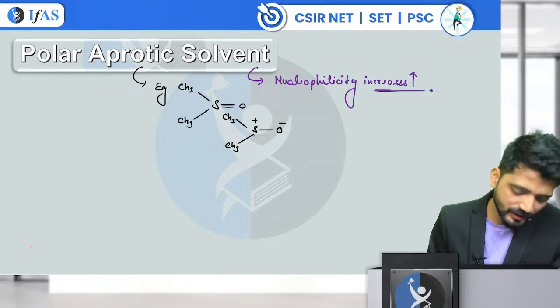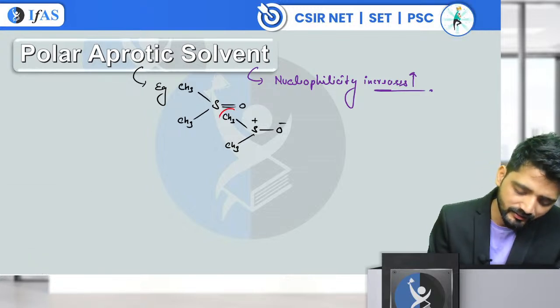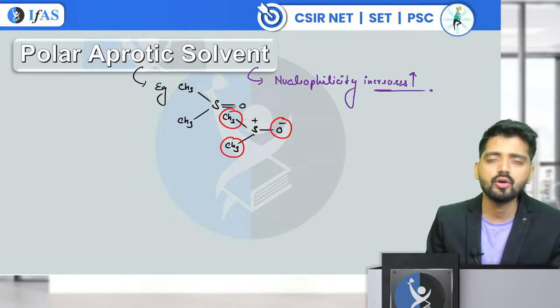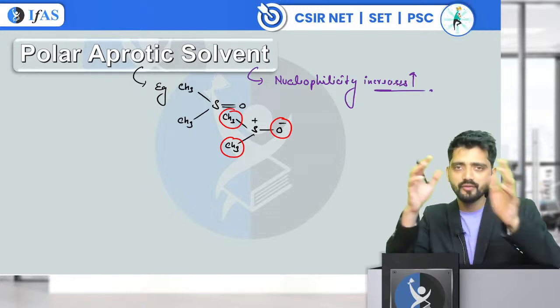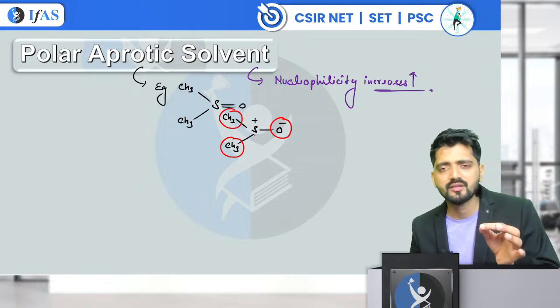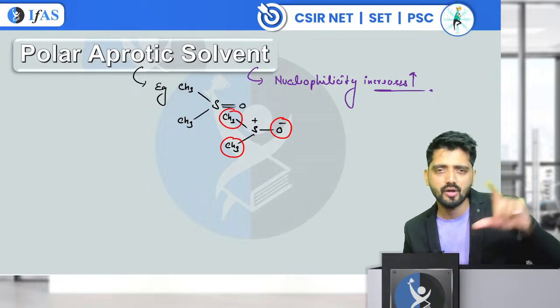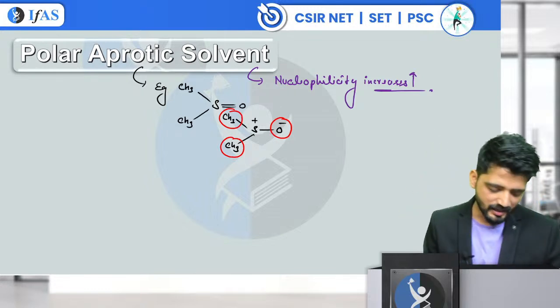Now the positive charge on the sulfur is embedded inside this bulky CH3 group, this bulky CH3 group, and this O minus group. These three bulky groups, that is two CH3 and oxygen with a negative charge, are surrounding this positive charge, and it is embedded deep inside this environment of bulkiness of CH3 and electron density of O minus. So now what happens?